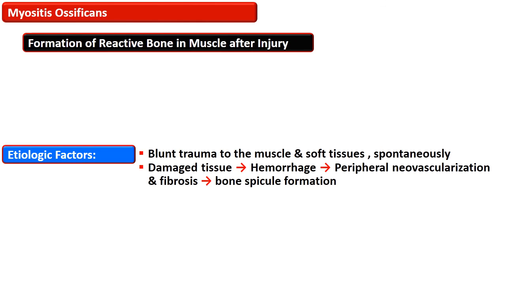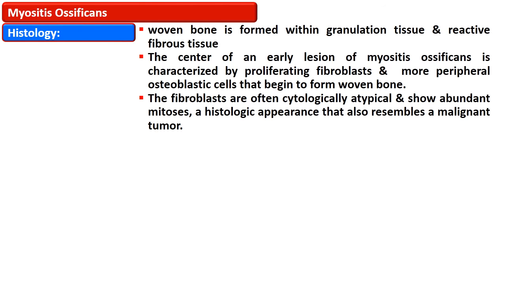What are the events? If there is damage to the tissue, it will result in hemorrhage, and subsequently there will be development of new vascularization, which is more prominent in the periphery, and subsequent fibrosis, and finally bone spicule is formed inside. On microscopy, it is evident that this woven bone is formed within granulation tissue and reactive fibrous tissue. The center of the lesion is filled with proliferating fibroblasts, while the periphery shows osteoblast population to form woven bone.